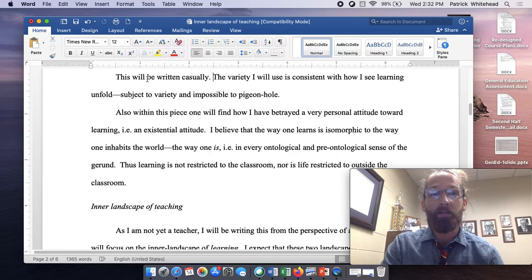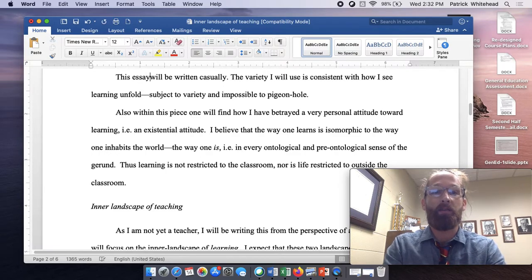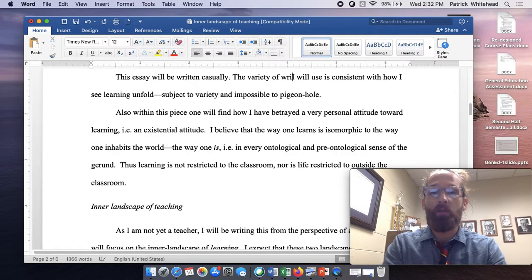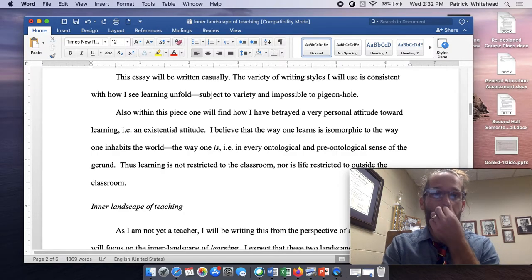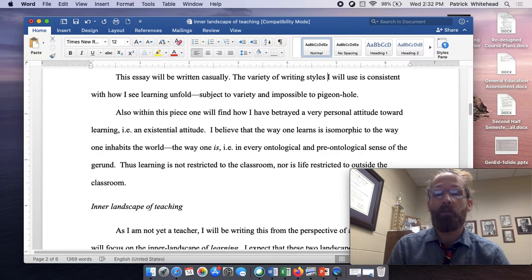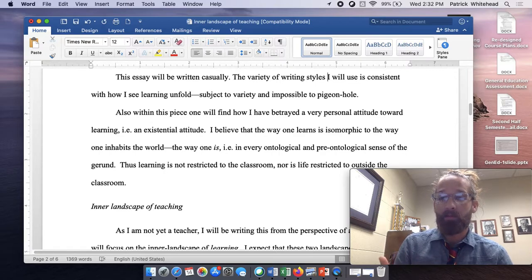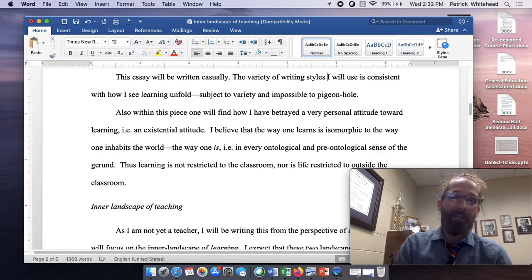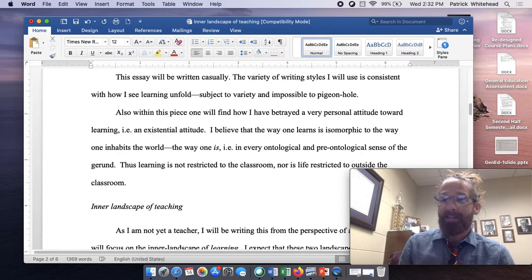So this essay will be written casually. We'll say the variety of writing styles I will use is consistent with how I see learning unfold, subject to variety and impossible to pigeonhole. That's pretty clear. That expresses what it is I'm after. But notice I've cut out all of those big words. It doesn't fill up as much space because that space wasn't worth filling. Just because I can say something doesn't mean it needs to be said.